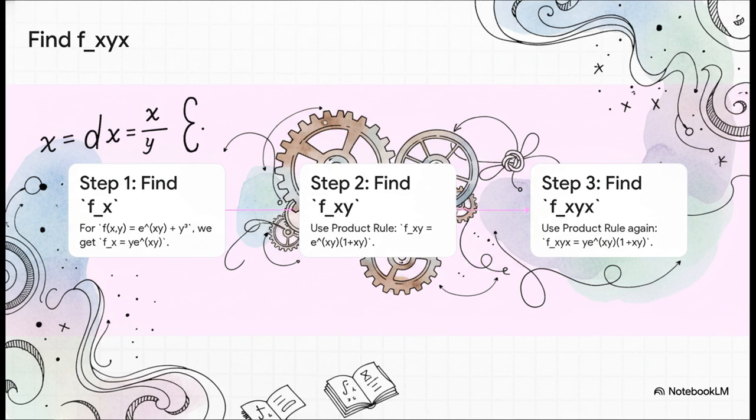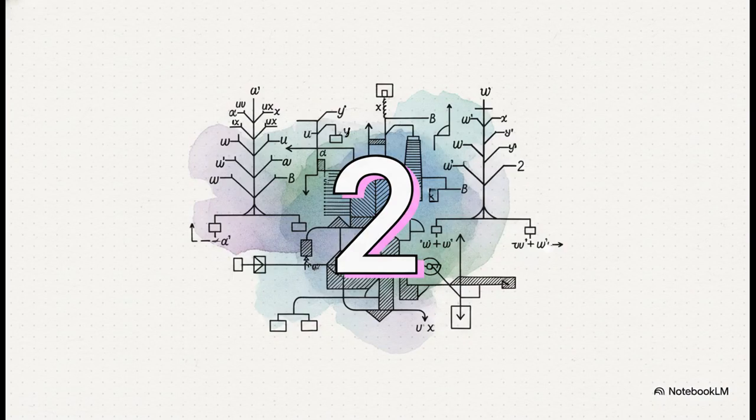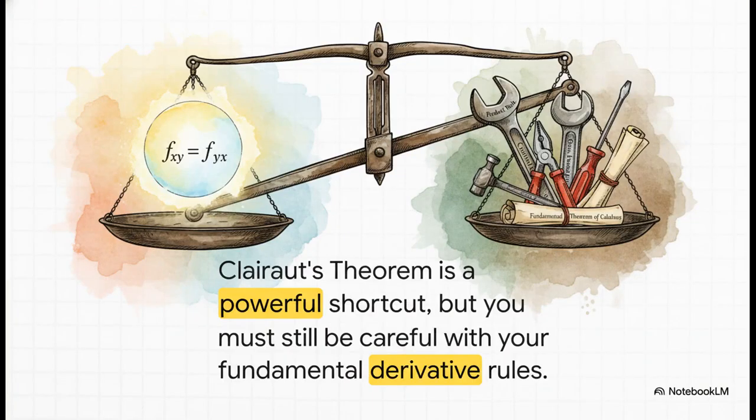We're not done yet. Finally, we take that whole thing and differentiate it with respect to x. And you know what? There's another product in there. We have to use the product rule again to get our final answer. That's right, 2. We had to use the product rule twice, just for that one single third-order derivative. It's such a perfect example of how these higher-level concepts are really just built on making sure you've mastered the fundamentals. And that really brings us to the big takeaway for today.